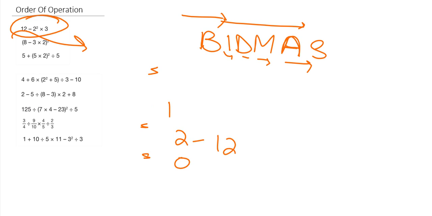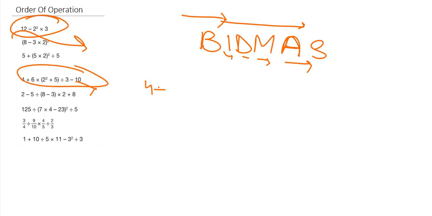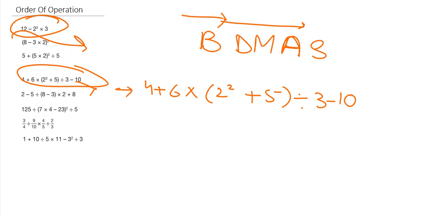Let's take another example. Two square, 5 divided by 3, and then 10. So we have to work on the brackets first. And in brackets, we have the indexes. So we have to look towards the indexes, and then we got 9 as the answer. So you can just remove the brackets over here.